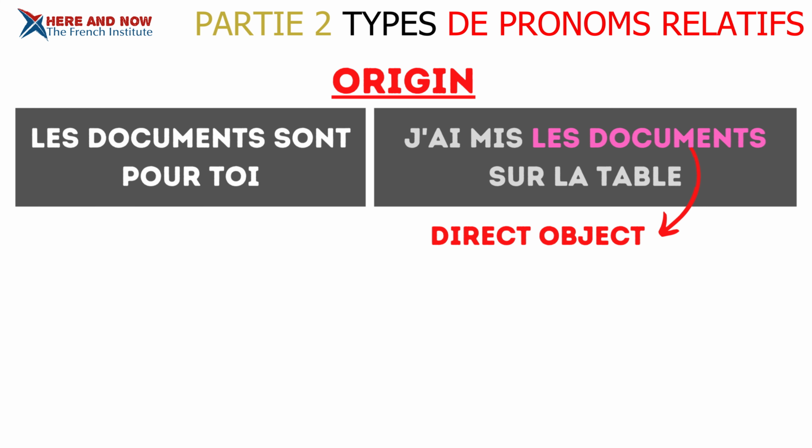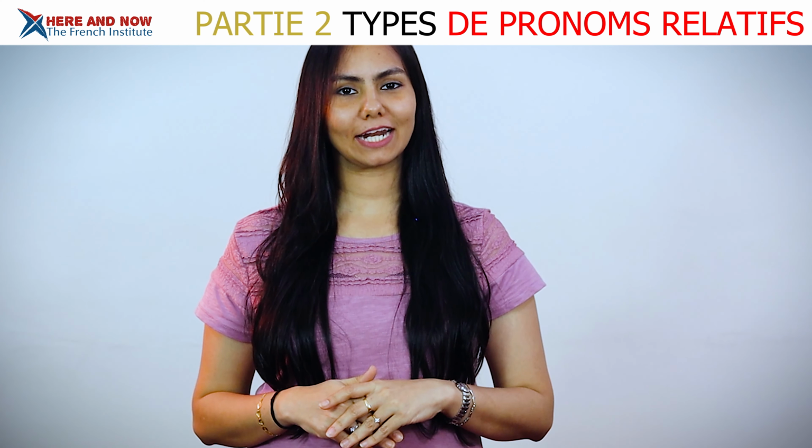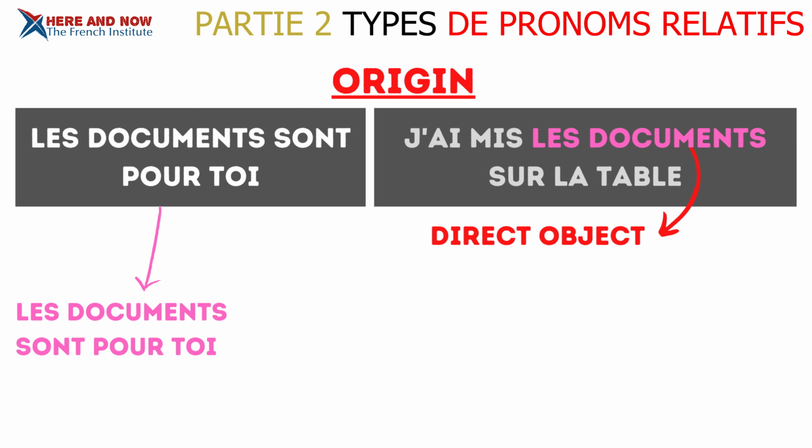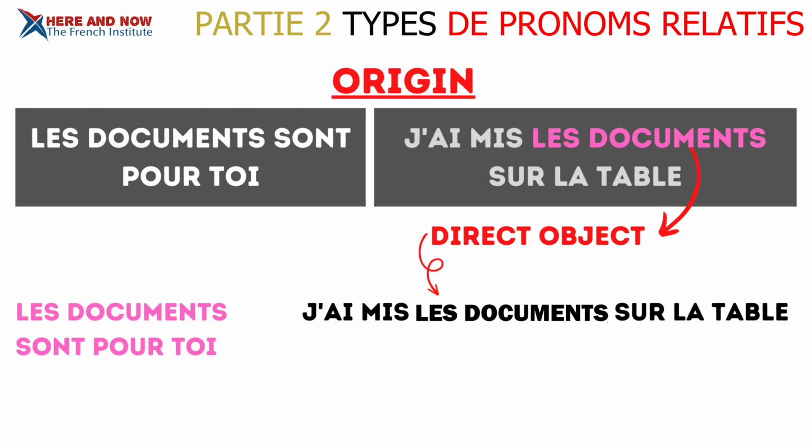In the origin of this sentence, les documents is the direct object, hence it is replaced with the pronom relatif que. Les documents sont pour toi. J'ai mis les documents sur la table.